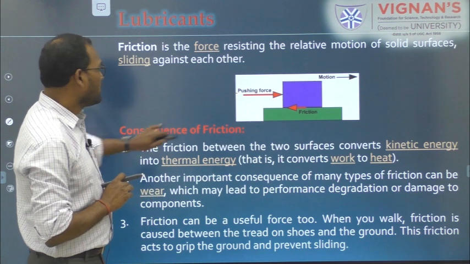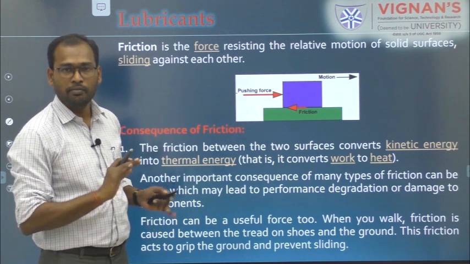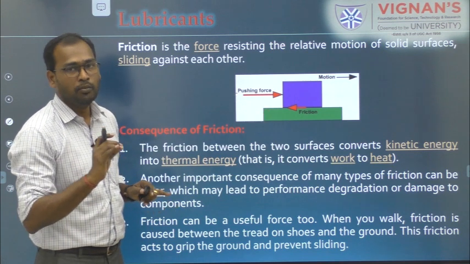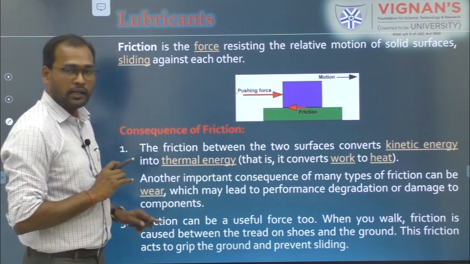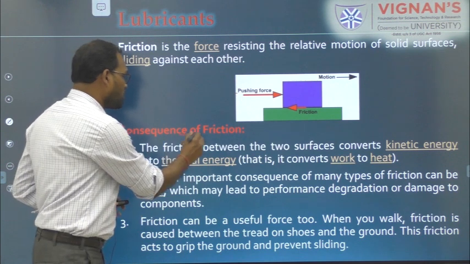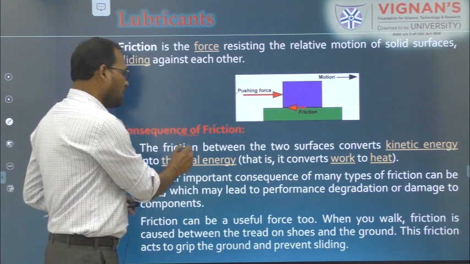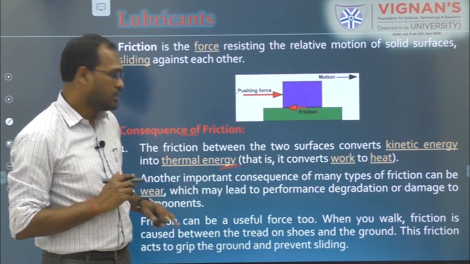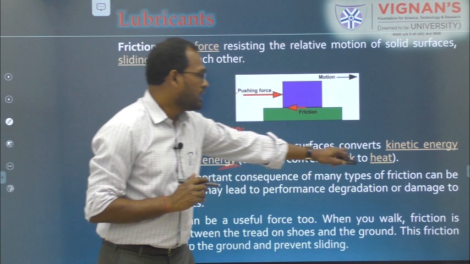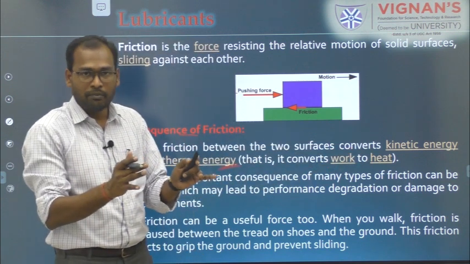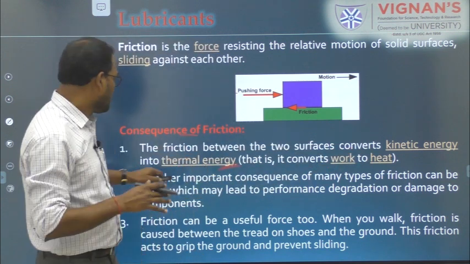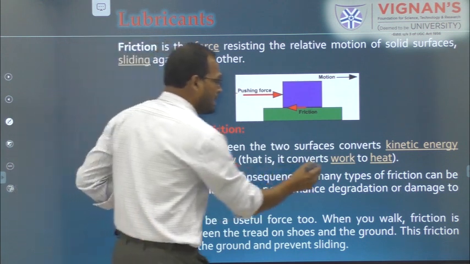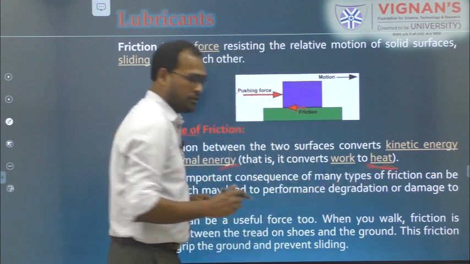What is the consequence of this friction? Friction has some effect on the lubricating property. Here I have categorized three consequences of friction. The main thing is it creates energy: the kinetic energy possessed by the material when you start moving creates thermal energy. This thermal energy will be dissipated in the form of heat.